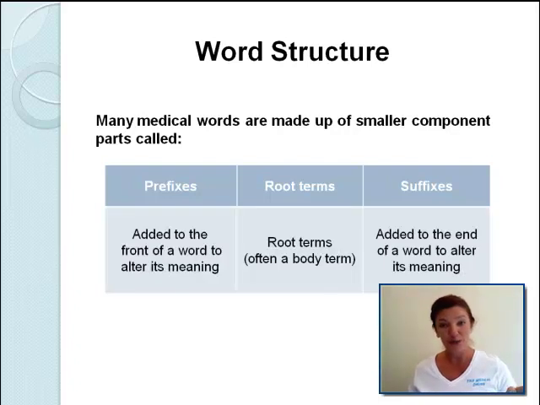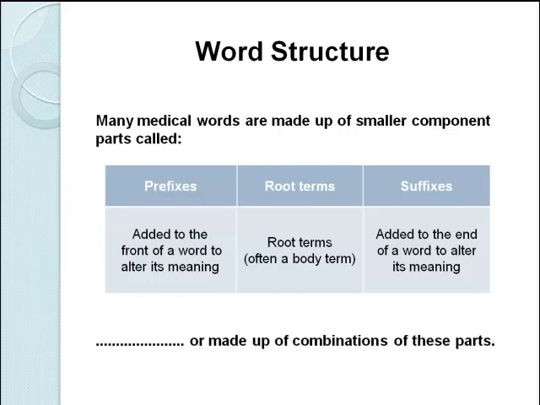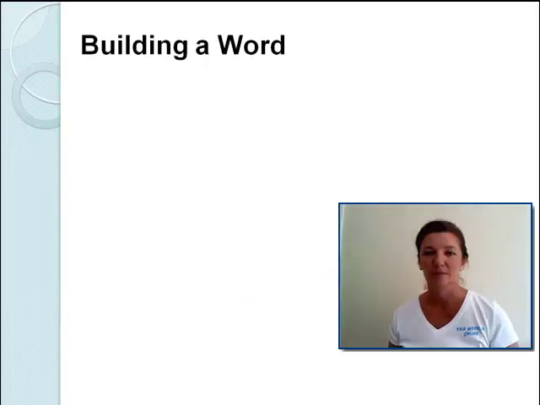Prefixes you find at the front of a word and will alter the word's meaning. Root terms tend to be body parts, but not all the time, just to make things a little bit confusing. And at the end, we will find a suffix, which also will alter the word's meaning. And medical words are made up of combinations of these parts. So you can have a really long word with lots of root terms in it and then one suffix at the end. On the next slide, we will look at some examples.